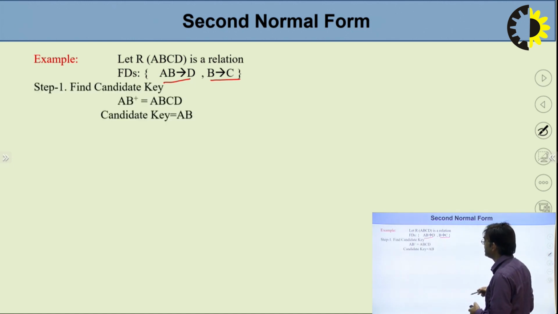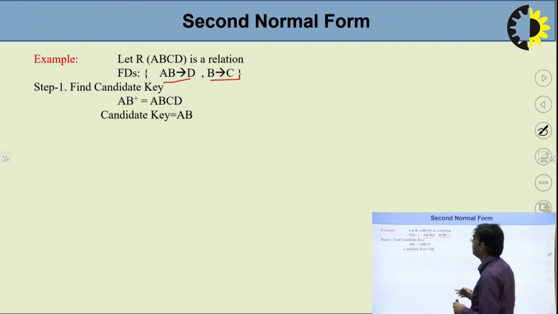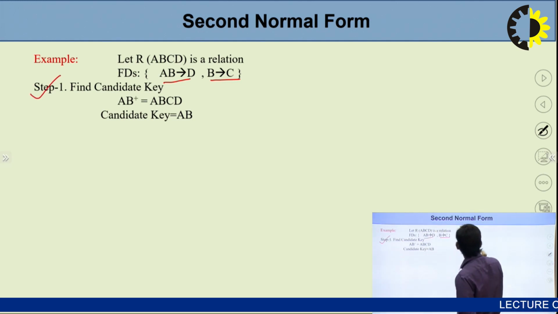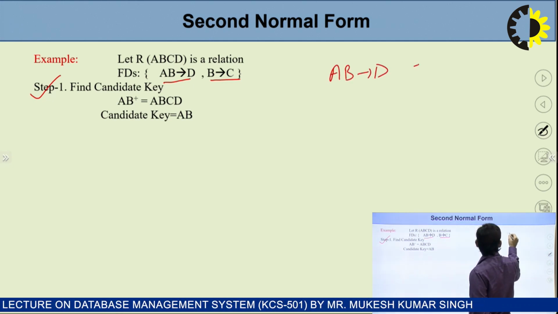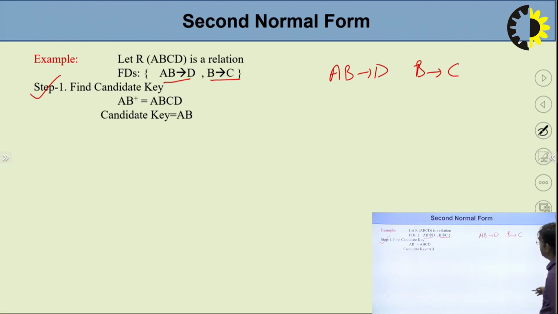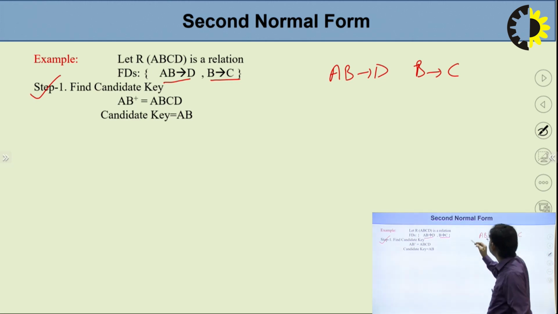What is the first step? The first step to check whether the given relation is in second normal form or not is to find out the candidate key. It is given AB tends to D and B tends to C. How do we find the candidate key? It is a very simple step. We have to check those attributes which do not appear on the right hand side. The relation has attributes A, B, C, D.